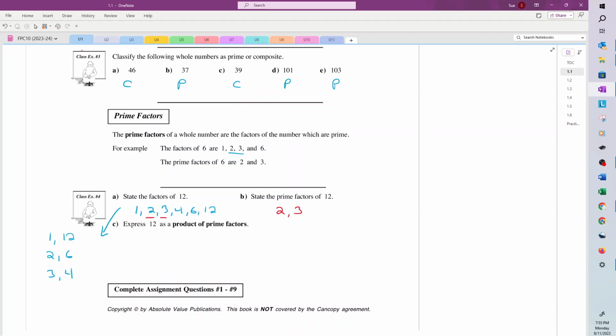Now, when we express 12 as a product of prime factors, it means we're going to use these prime factors and multiply them together in some combination to get 12. That combination is 2 times 2 times 3, which I can also write as 12 equals 2 squared times 3. And this is what we call exponential form.